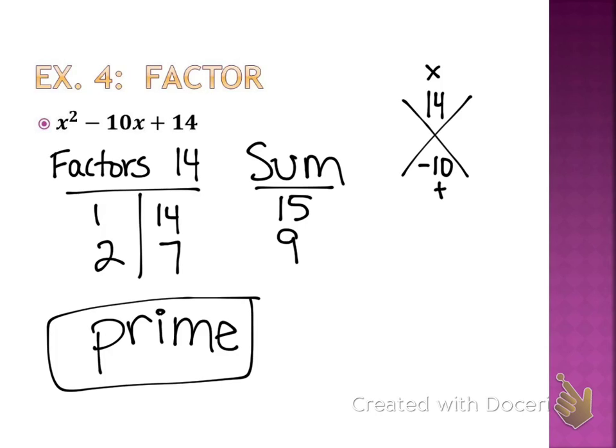I would not default to this. You are not frequently going to be given prime polynomials. So you better make sure that you exhausted all possibilities before you decide to tell me that something's prime. Does that make sense? Okay, so this is not something that will come up commonly. It's not going to be a frequent answer. So if you choose to put prime as your answer, you better make sure you show me that you checked everything out and nothing was going to work.